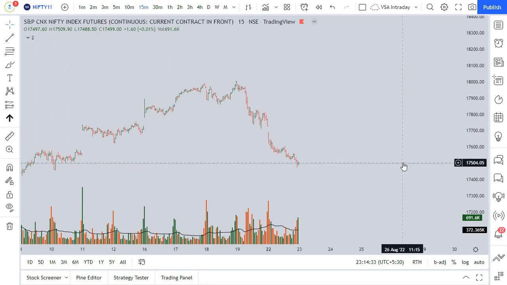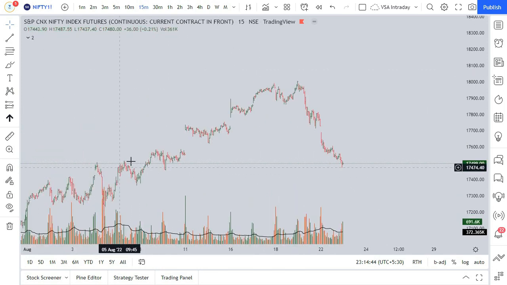So right now we are on the Nifty futures chart of 15-minute time frame on TradingView. Here, as you can see, the market is making lower lows right now. The market was making higher highs for a very long time. The market was on an uptrend. Now the market is creating a correction right here.